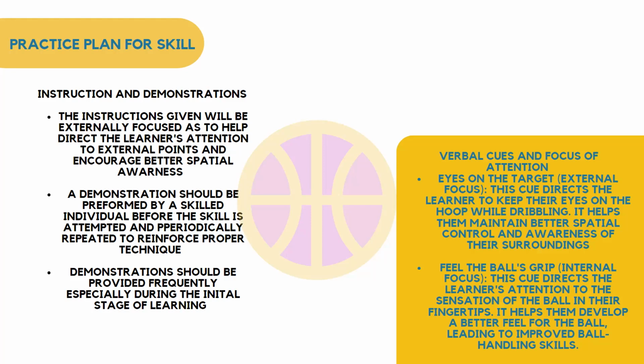Just some verbal cues to focus on attention, being eyes on the target, which is an external focus. This cue directs the learner to keep their eyes on the hoop while dribbling. It helps them maintain better spatial control and awareness of their surroundings, which is very important in basketball. One of the most important things is that you have to know where you are at all times, especially with the ball in your hand. Feeling the ball's grip is an internal focus. This cue directs the learner's attention to the sensation of the ball in their fingertips. It helps them develop a better feel for the ball, leading to improved ball handling skills.